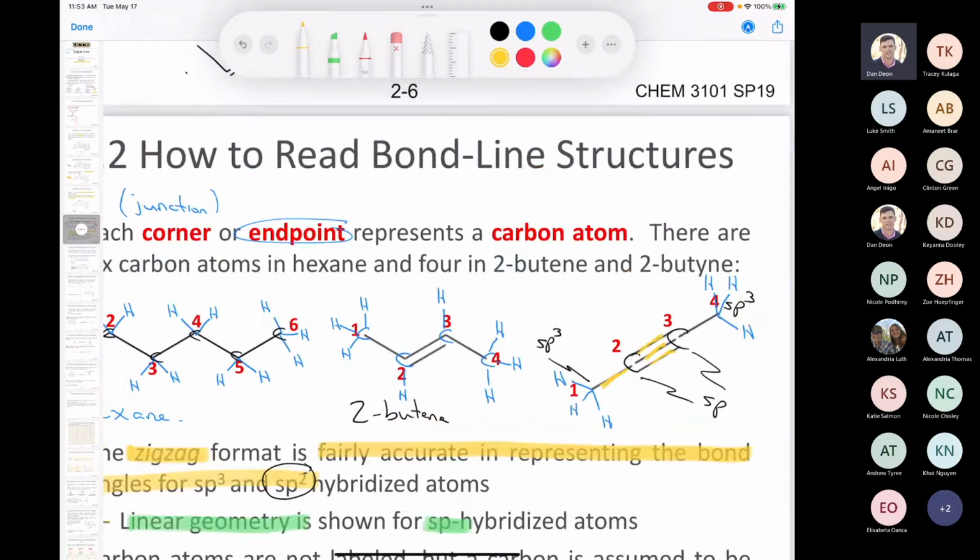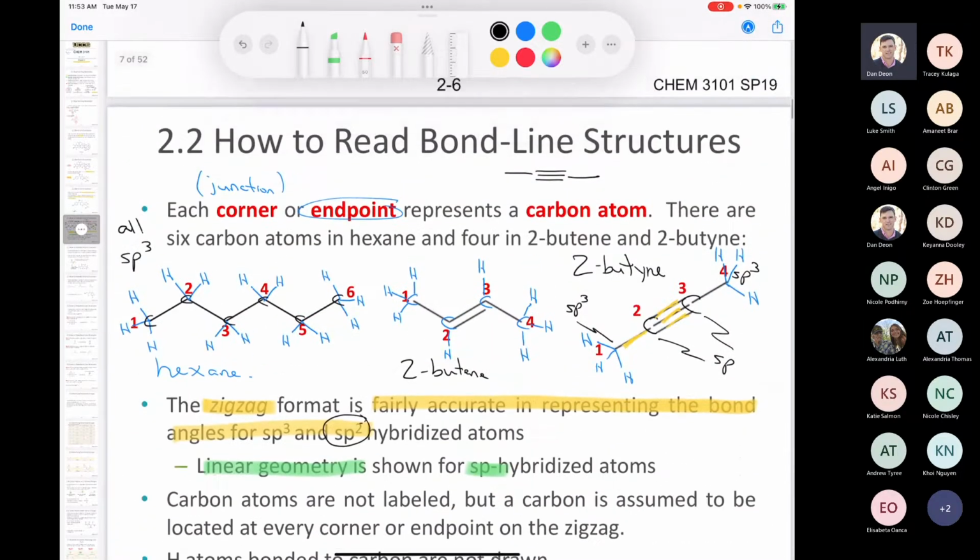But again, you can see how much faster it is to draw the bond line structure. 1, 2, 3, 4. Done. There's my bond line structure for 2-butene. And there you have it. So that's what a bond line structure is.